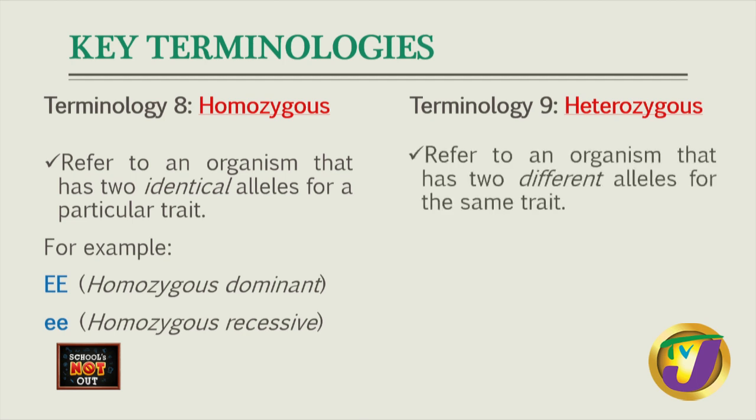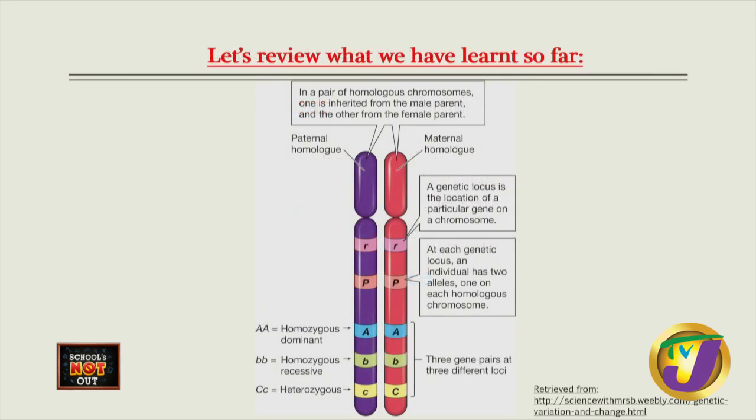Now for the heterozygous, this is where you have two different alleles for the same trait. And of course, our example, like what we saw before, we have a capital E and a small e, different alleles being present. Now let's recap what it is that we have covered so far.